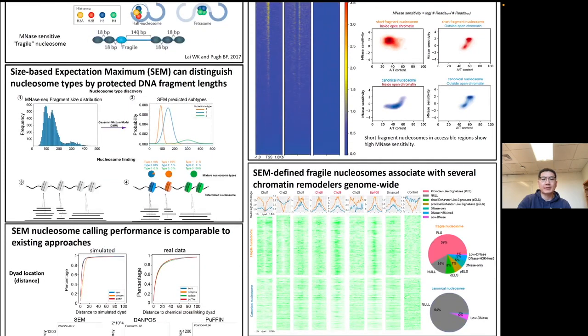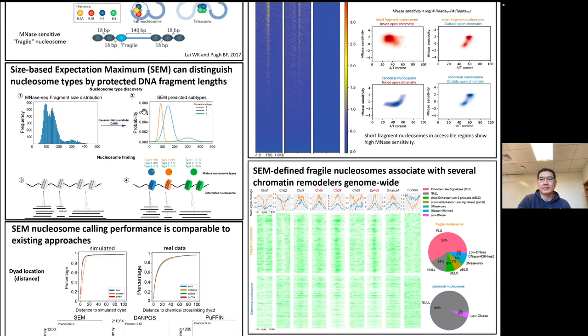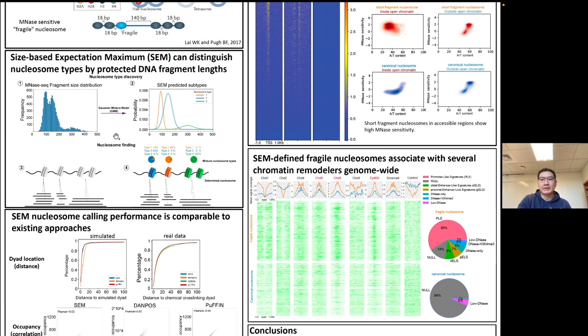To resolve this issue, we developed the size-based expectation maximization algorithm, in short SEM, that can distinguish nucleosome types by protected MNase fragment lengths. In brief, SEM first runs a Gaussian mixture model on the overall MNase fragment length distribution. Each distribution corresponds to a nucleosome type. For example, a canonical nucleosome should protect 150 base pair DNA fragments, which fits the blue distribution here.